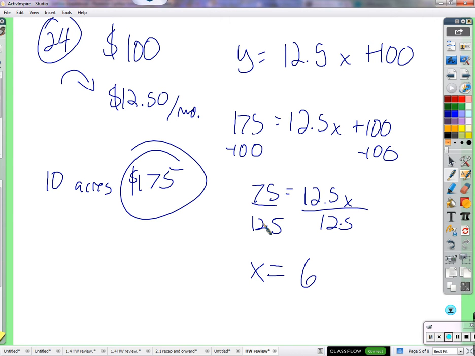6. Yeah, 12.5, double that, you get 25. And 25 goes into 75 three times. And that's two of those. That's 6 in total. x equals 6. What does that mean? 6 months. 6 months, we will have enough to buy 10 acres on Mars, except for not really, because it's a scam.